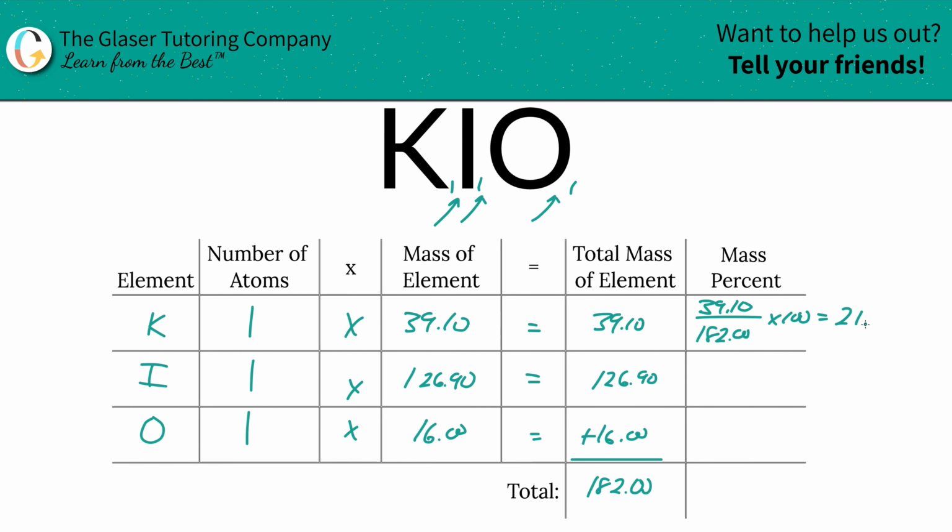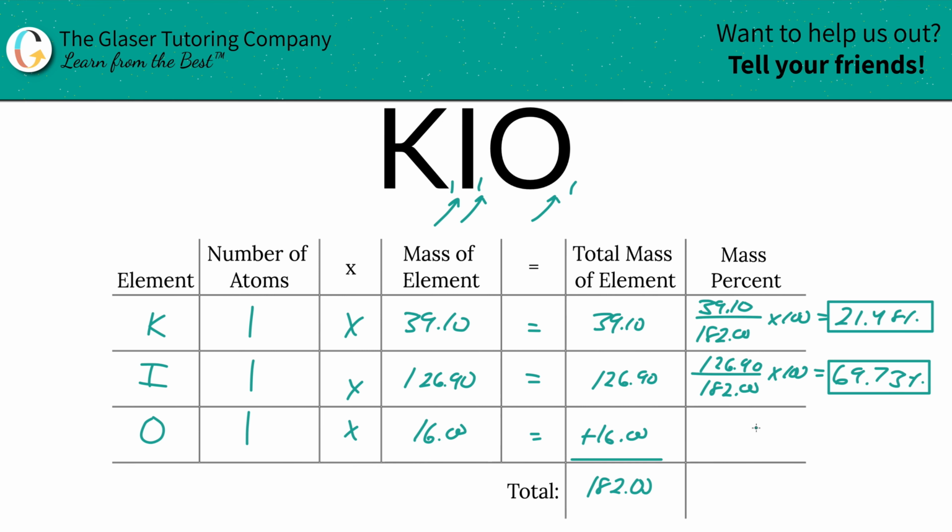So there's going to be 21.48%. And that takes care of the percent of potassium there. How about iodine now? Take the total mass of the iodine, the 126.90, divided by the total mass of the entire compound, 182, multiplied by 100. Don't worry about the units because they're all going to cancel here. All right, so this works out to be 69.23%, roughly, if you consider the rounding.